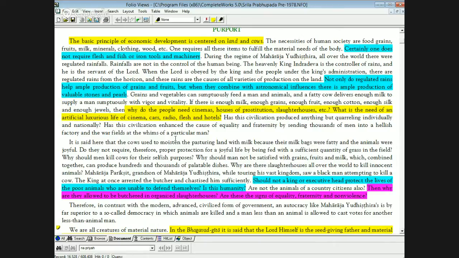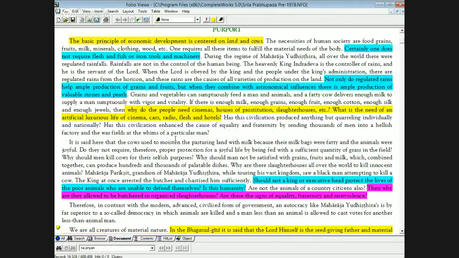Not only do regulated rains help ample production of grains and fruits, but when they combine with astronomical influences, there is ample production of valuable stones and pearls. Grains and vegetables can sumptuously feed a man and animals, and a fatty cow delivers enough milk to supply a man sumptuously with vigor and vitality.